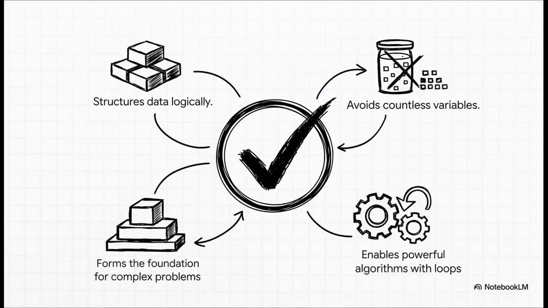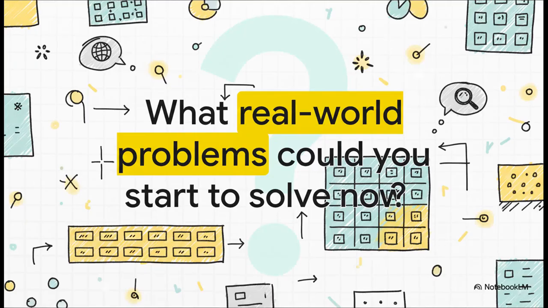So, let's sum it all up. These structures help us organize our data in a logical way. They save us from the absolute nightmare of declaring countless variables. They work perfectly with loops, which lets us build powerful, repeatable algorithms. And at the end of the day, they form the foundation that allows us to solve truly complex problems with clean, efficient code.